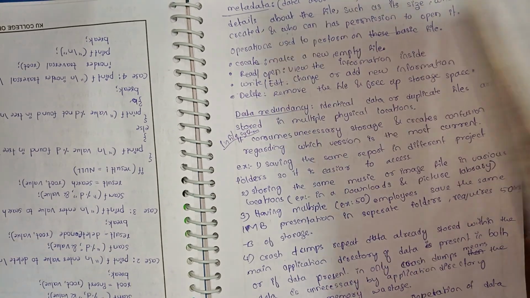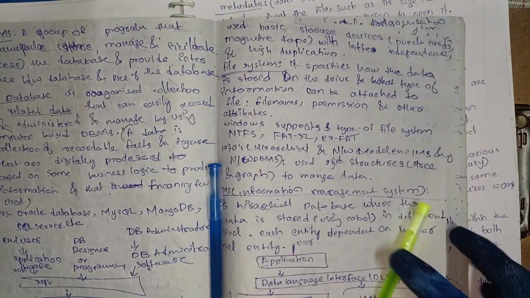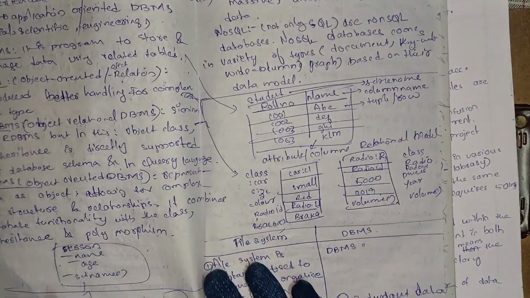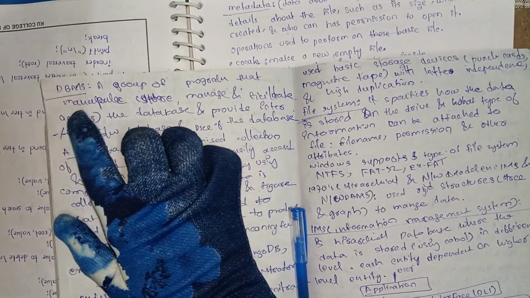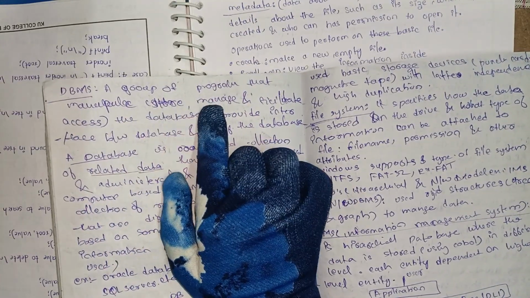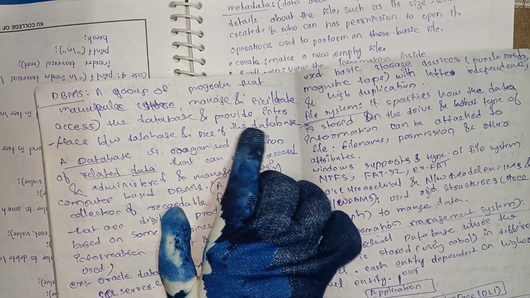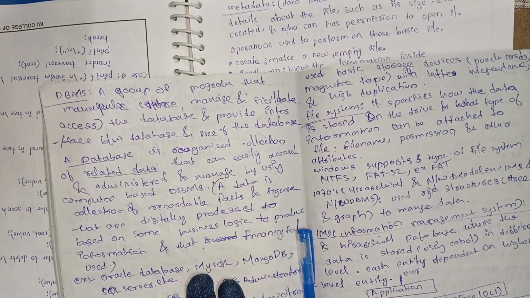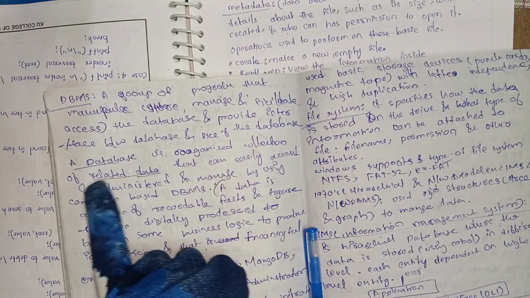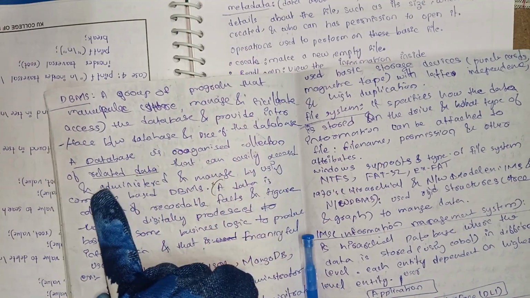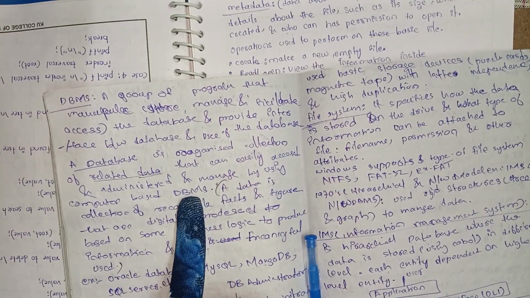Now we will see what is database management system. We have already seen in the previous class, that it is a group of programs that manipulates, means stores, manages and facilitates access to the database, and provides an interface between the database and the user of the database. A database is an organized collection of related data that can be easily accessed, administered and managed by using a computer-based DBMS.